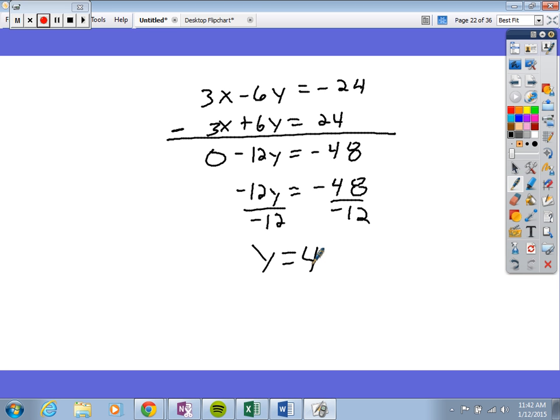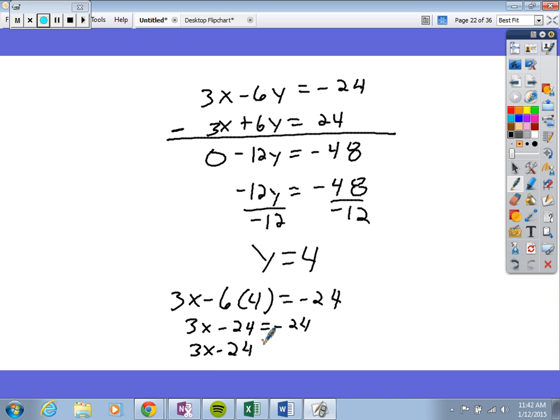So if we know y is 4, I'm going to go with my first equation. And I'm going to say 3x minus 6 times 4 is equal to negative 24. I'm now going to say 3x minus 24 is equal to negative 24. I am going to add 24 to both sides in order to get x by itself. And I might start noticing something fairly quickly that is going to make this problem even simpler. Negative 24 plus 24 is 0. Negative 24 plus 24 is also 0. So I could say 3x is equal to 0. So then by default, x must equal 0.